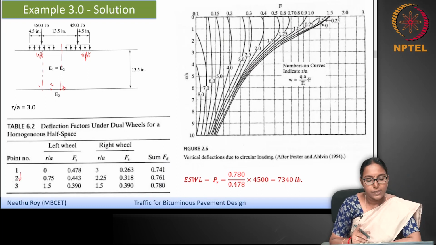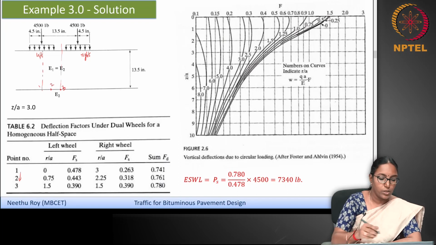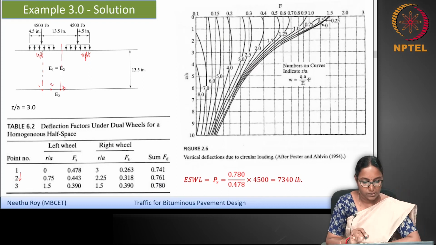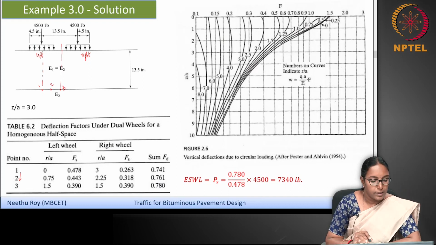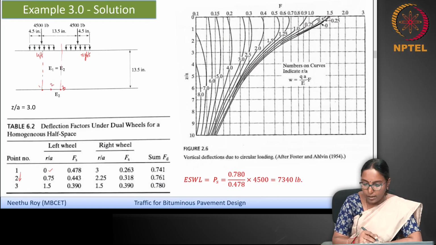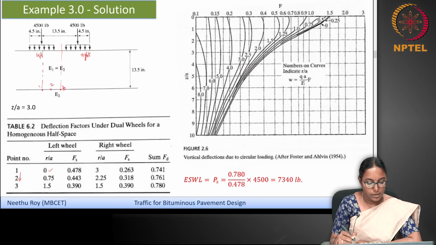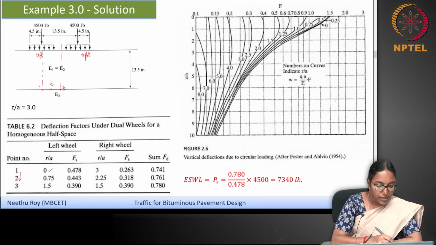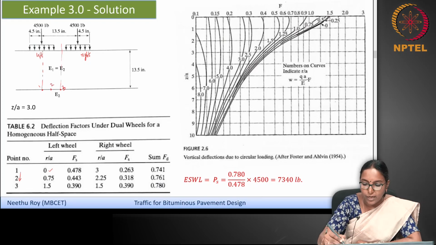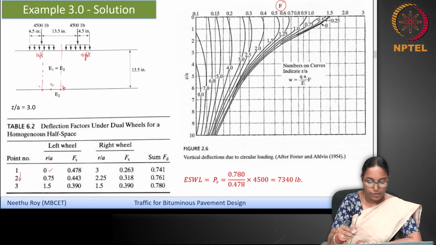First let us see when there is only a single wheel load. The point 1 itself is where you will get the maximum deflection, and the R by A value for that point is 0, and Z by A is, as in the earlier case, 13.5 by 4.5, which is 3. So, for an R by A of 0 and Z by A of 3, you can note the F value from this chart. The F value is directly read.